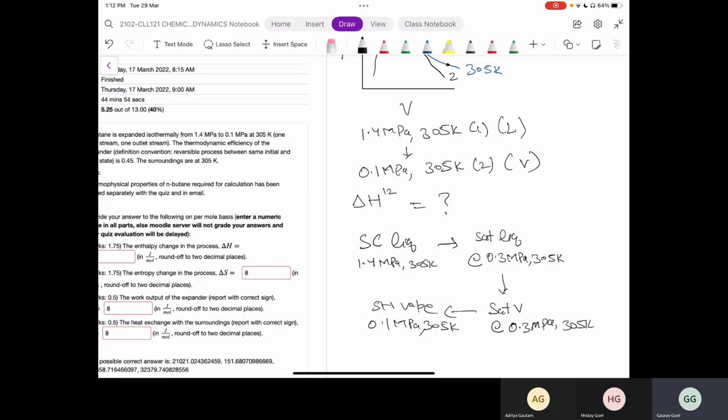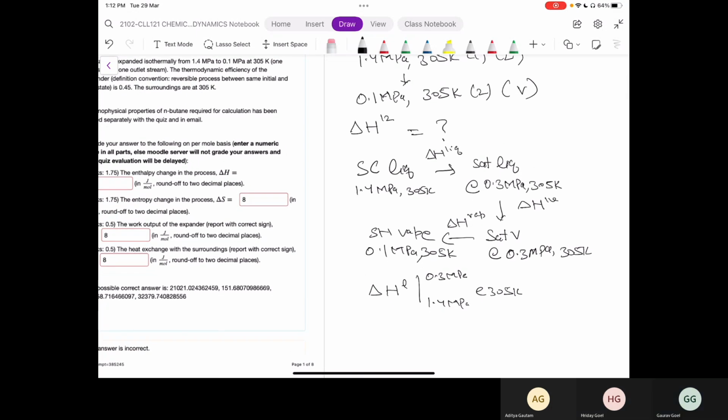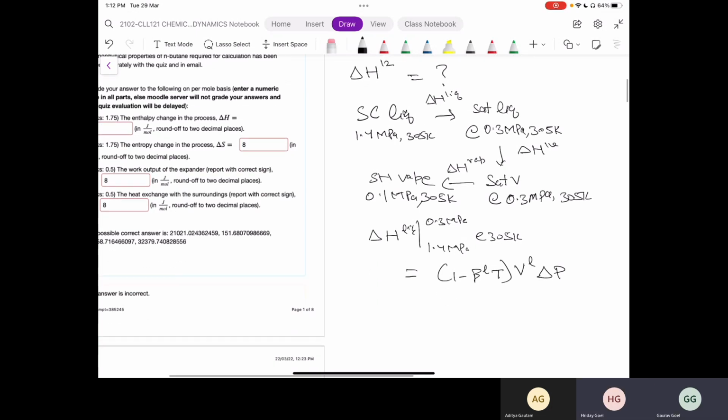Now I'm going to label this as delta H liquid, this as delta H vaporization, and this as delta H vapor. For the liquid, you are having a change from 1.4 megapascal to 0.3 megapascal at 305 Kelvin. So use the relationships available for liquid, which, if I take beta and VL to be constant, can be written like this. That is the only contribution because the delta T term is zero. There is no change in temperature. Delta H LV is anyway given.